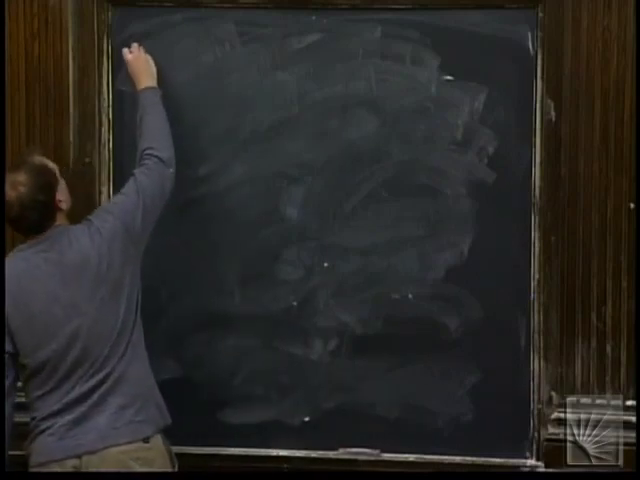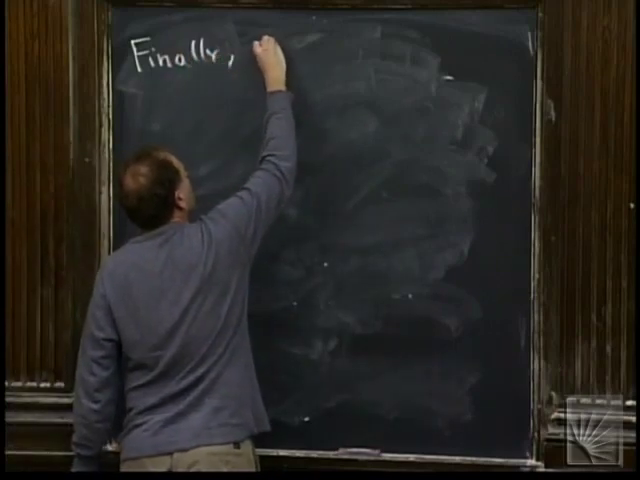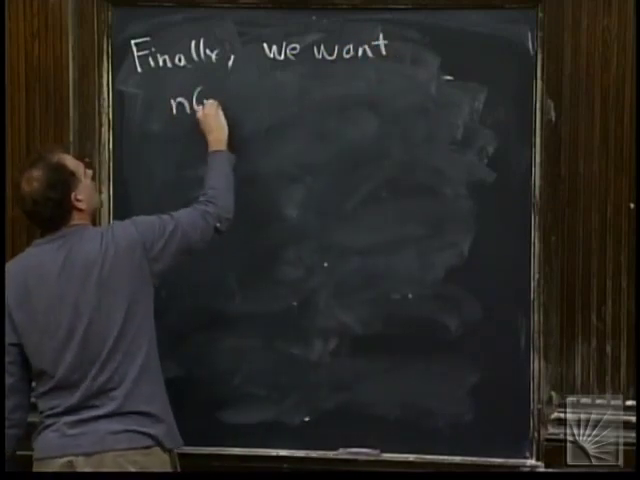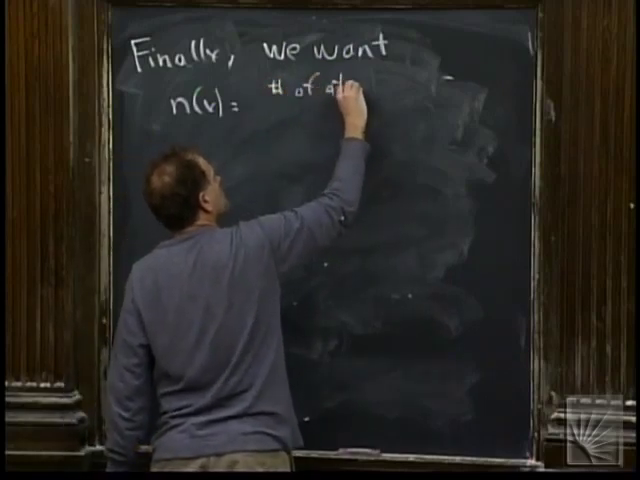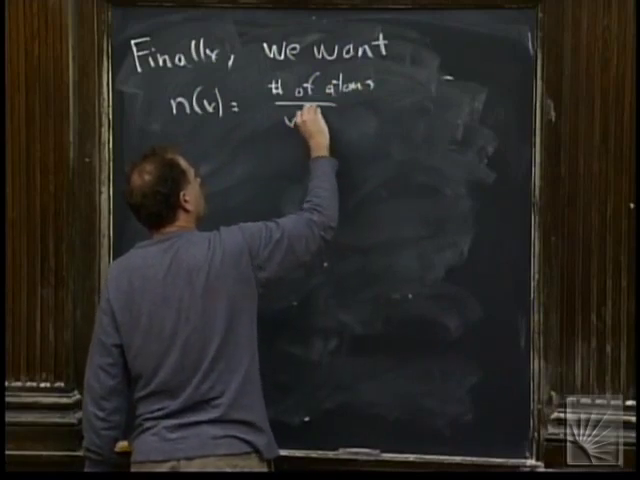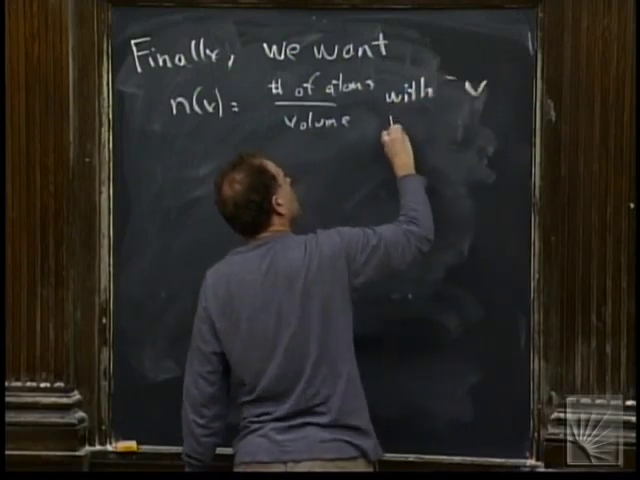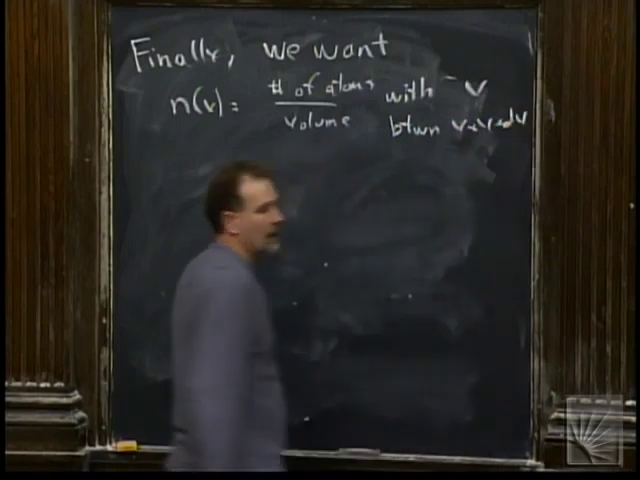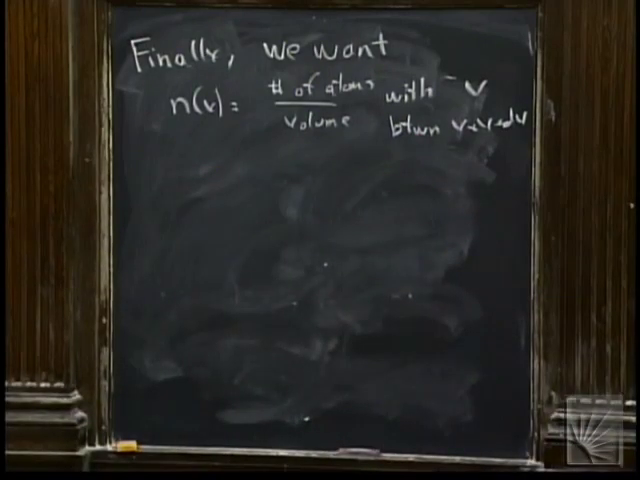And finally, we want n of v, which equals the number of atoms or molecules per unit volume with v between v and v plus dv. Okay? This is all very straightforward. It's just simple definitions. I found c. I plug c in here.